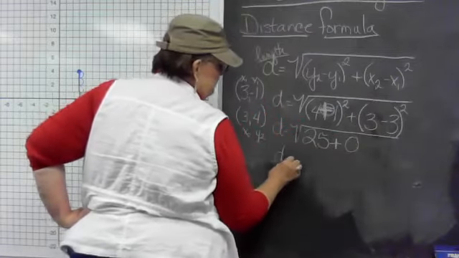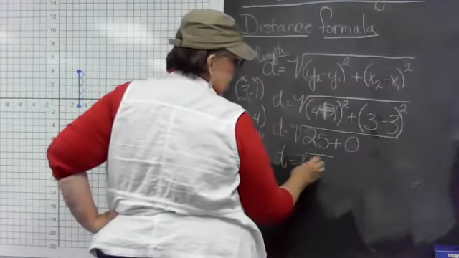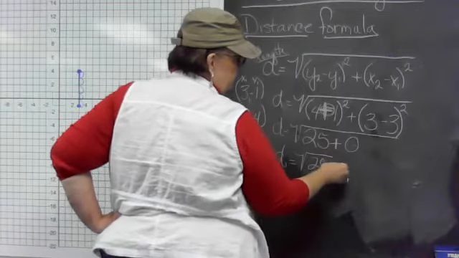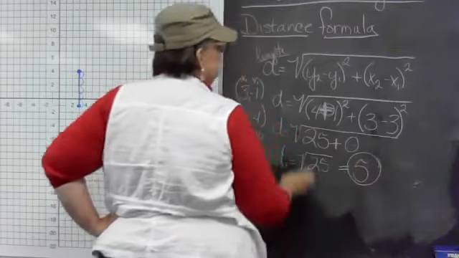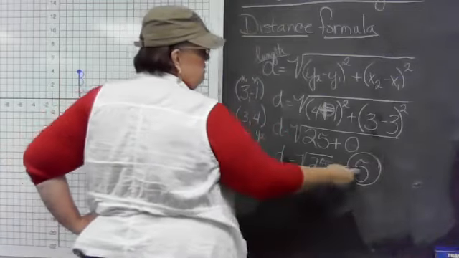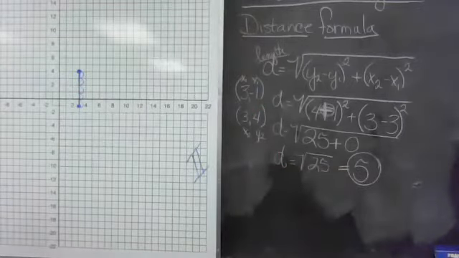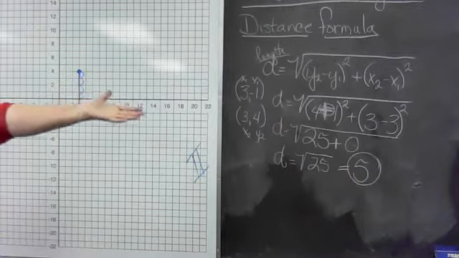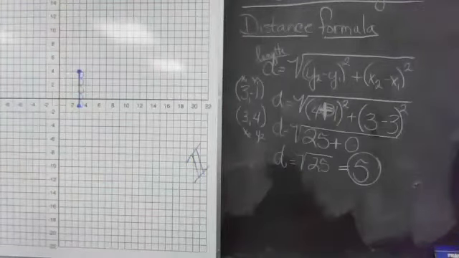So 2 more steps. I'm going to add these together. In this case, it'll just be the square root of 25. And the square root of 25 is 5. So the length of this line segment that connects these 2 points is 5. Now, in this case, we were able to find it out by counting 1, 2, 3, 4, 5. And you can see that the formula gives you exactly the same answer as if we counted.